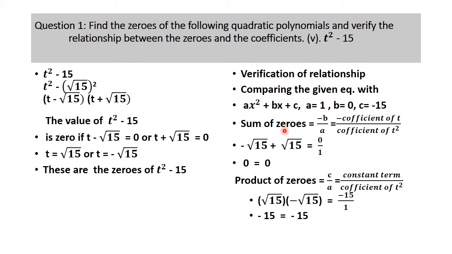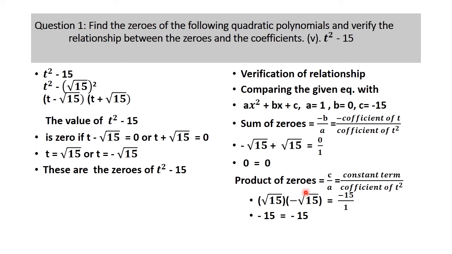Now sum of zeros, minus b upon a, minus coefficient of t upon coefficient of t square. So the sum of zeros is minus under root 15 plus under root 15, one term is positive, the other is negative, same term. So this cancels out and we will get 0. The other term is 0 upon 1. So this is 0. So left hand side is equal to right hand side.